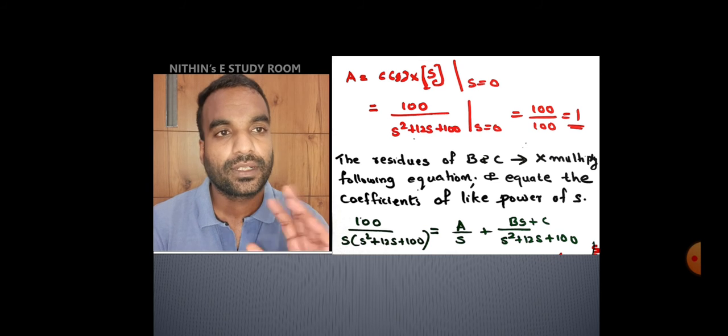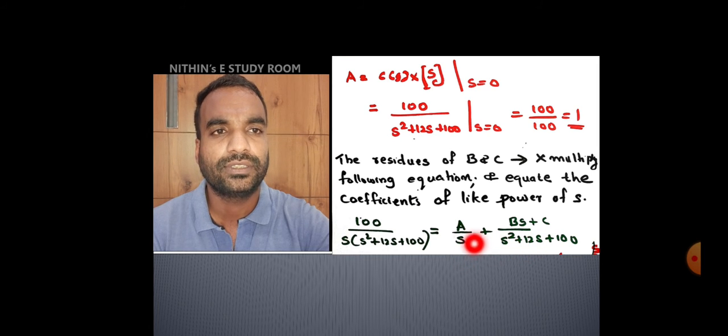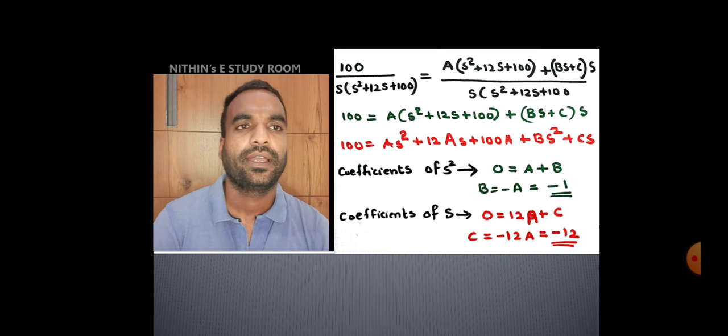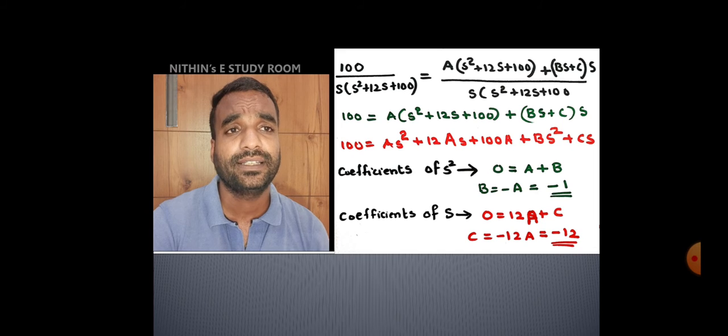Okay, now we are going to take LCM on this side. That is the easy way to cross multiply. So this will become s square plus s into s square plus 12s plus 100, which becomes the common term, the LCM. Then for a, it will become a into s square plus 12s plus 100, and for bs plus c, it will become into s.